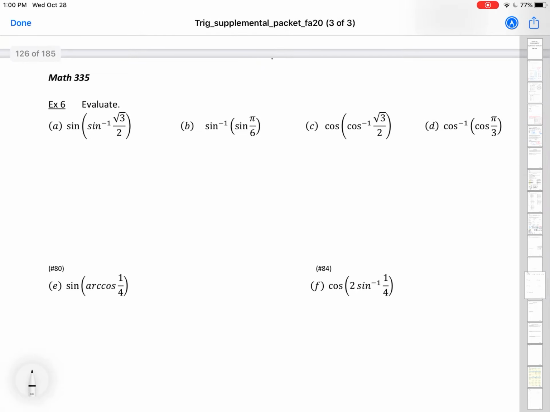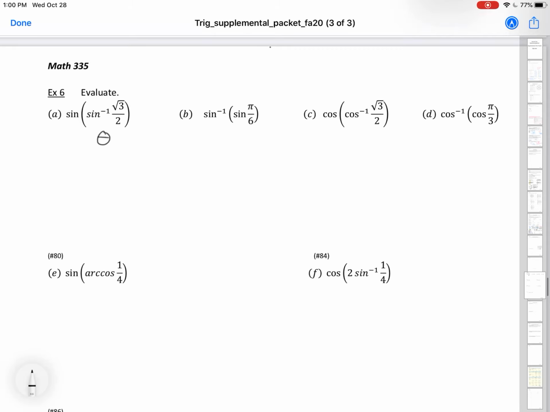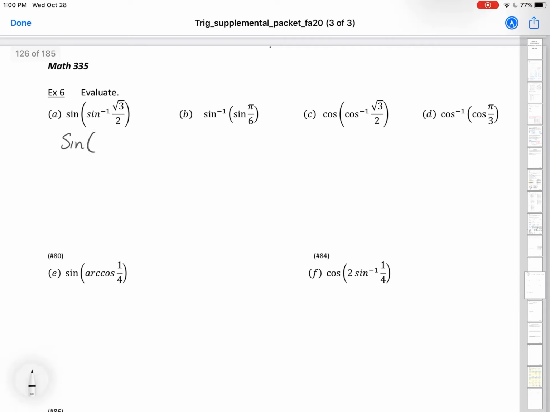Now we're getting into a little bit more thinking types of aspects. What's the sine of sine inverse of root 3 over 2? Well, the sine inverse of root 3 over 2 is the first quadrant angle whose sine is root 3 over 2. So it's kind of ridiculous, but you could do it this way. Sine inverse of root 3 over 2 is pi over 3, the first quadrant angle. Sine of pi over 3 is root 3 over 2. It's doing exactly what an inverse function should do, and that is cancel each other out.